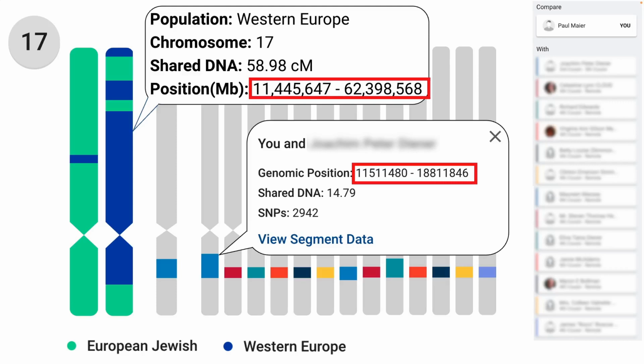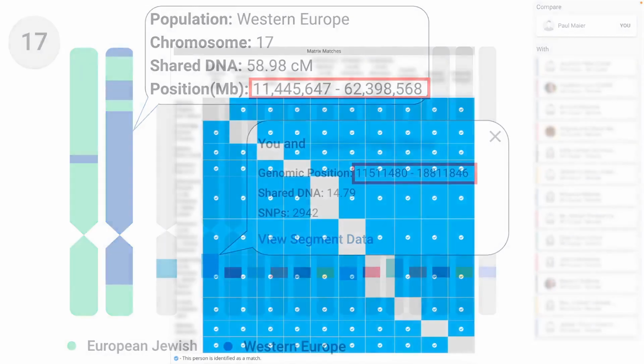So again, this is information you wouldn't have had without the chromosome painting. This gives you additional information and validation that people might be matching you on a particular line of your family tree.